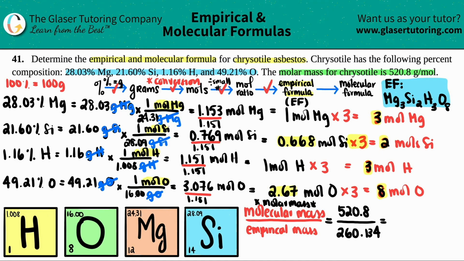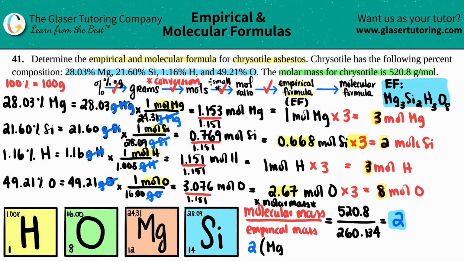Now, all I have to do is just divide these two numbers. So 520.8 divided by 260.134. And I get a very, very close whole number. The whole number is 2. And in this case, yeah, you do want a whole number. Now, what does this 2 actually mean? Well, I'm going to take this 2 and I'm going to multiply all the subscripts that I have in my empirical formula. This is just telling me that my molecular formula is 2 times the amount of my empirical formula.